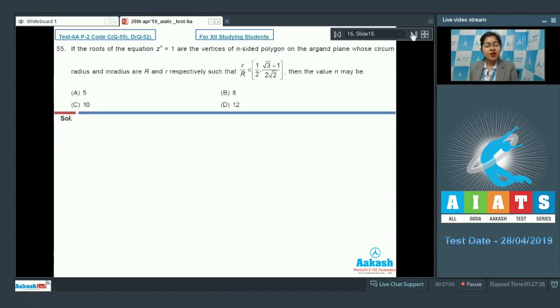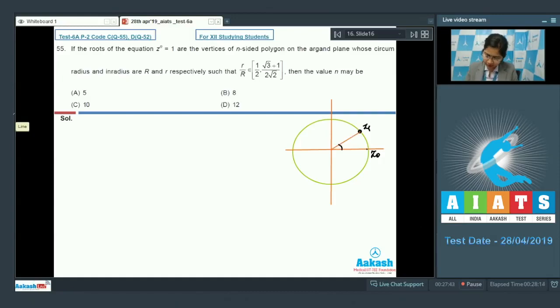Next is question number 55, which says that if the roots of the equation z raised to the power n equal to 1 are the vertices of an n-sided polygon on the Argand plane whose circumradius and inradius are R and r respectively, such that the range is given of r upon R, then we have to find the value of n. So let us say the roots of z raised to the power n are lying on this circle. Let us say this is z0 and this is z1 and so on. So this whole angle is 2 pi by n.